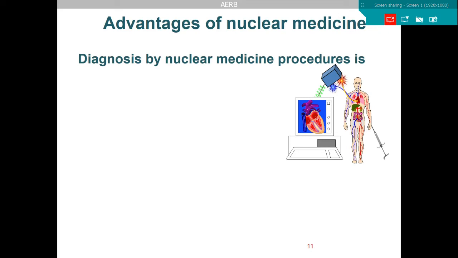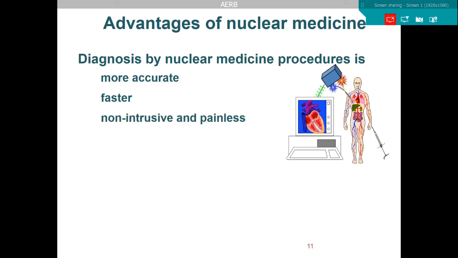Now, diagnosis by nuclear medicine procedure is more accurate as compared to the conventional methods of making diagnosis. It is faster. The patient is administered the radioisotope. Within a few hours, you get a complete picture. You find out what you wanted to find out. The information you get is accurate, and no surgery is involved. It's non-intrusive, it is painless to the patient, and it is cost-effective. Considering the accuracy of that diagnosis, it is cost-effective.